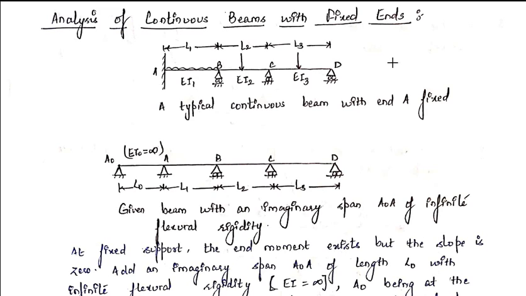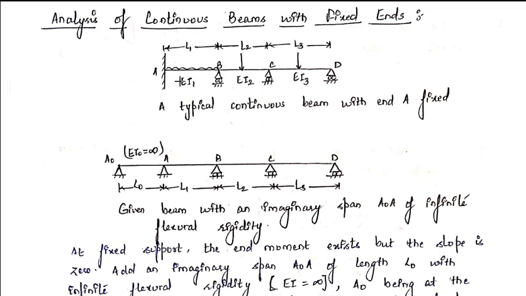In the previous lectures, we studied the analysis of continuous beams using the three-moment equation when all the supports were simple supports, that is, either hinged or roller. Now let us see how a continuous beam is analyzed when there is a fixed support also in the continuous beam. We know that at a fixed support the value of the slope is 0.